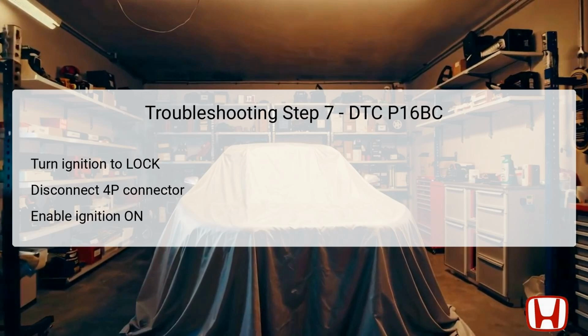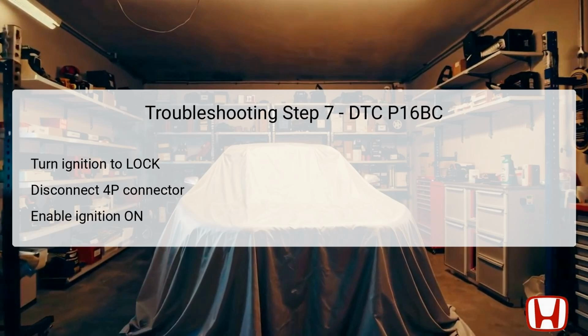Turning the ignition switch to the lock position allows you to safely disconnect the alternator's 4P connector. This step is crucial to preventing any accidental electrical shorts while altering connections. Disconnection allows for direct measurements of voltage, essential in diagnosing the health of the alternator.